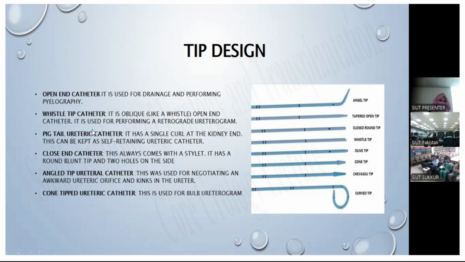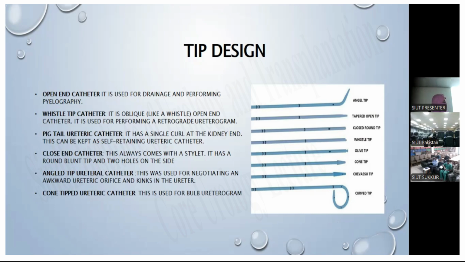Open end catheter, they are mostly used for performing pyelography in our setup. Whistle tip catheter, it is oblique, whistle-like shape at the end, and it is also used for retrograde urethrogram. There are pigtail ureteric catheters, which have a single curl at the kidney end, and this can be kept as a self-retaining catheter like this one. And close end catheters, this always comes with a stylet, and it has a round blunt tip and 2 holes on the side. We can pass glide wire from the holes as well.